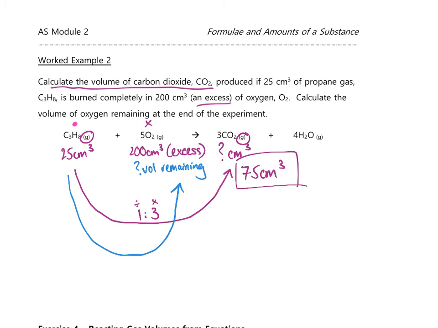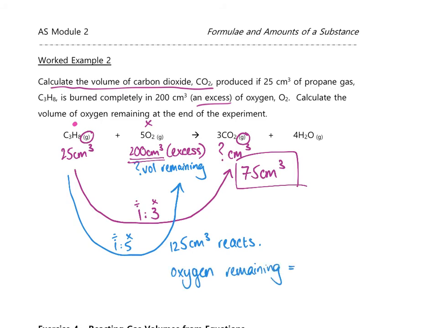The ratio here is 1 to 5. So that's dividing by 1 and multiplying by 5. So what we know is, and if I just continue it down here, I'm sorry, this will be a little bit messy, 25 times by 5 is 125 centimetres cubed of oxygen reacts. And I know that because the ratio of propane to oxygen, their reacting ratio is 1 to 5. So if we have 125 centimetres cubed reacting, but I started with 200 centimetres cubed, what do you think you should do to calculate the oxygen remaining?